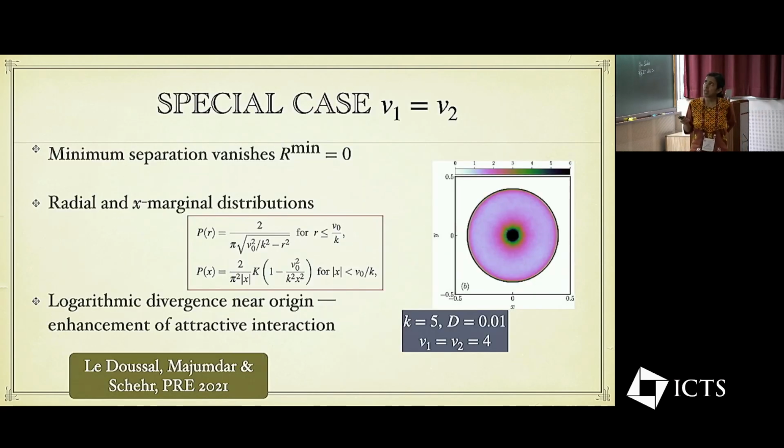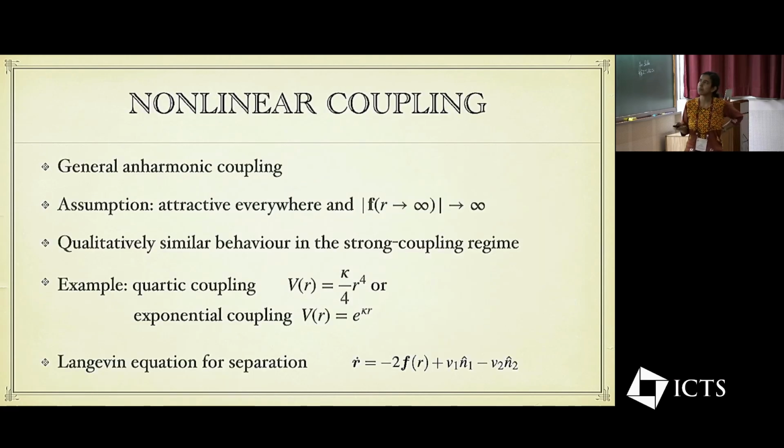For the special case when the speeds of the two particles are equal, the minimum distance vanishes, and then we see this effective attraction that we have been seeing earlier. The particles are most likely to be close to each other with a logarithmic divergence. So the attraction is much stronger than the underlying harmonic coupling. The logarithmic divergence is consistent with the result that they saw for two RTPs coupled with a harmonic potential. And this repulsion, again, just to re-emphasize, comes purely due to the difference in the speeds.